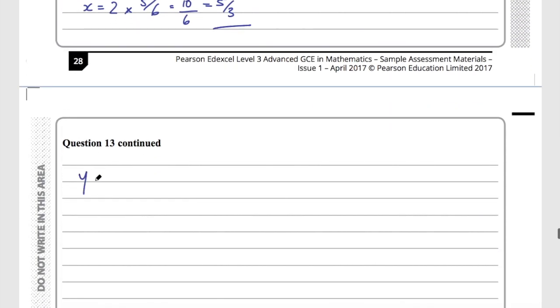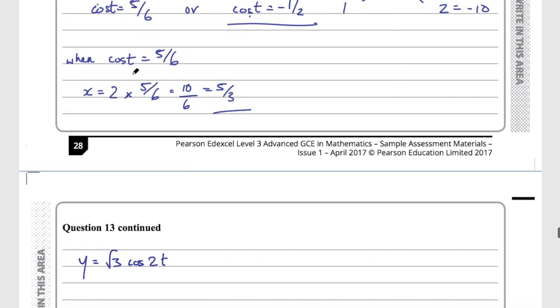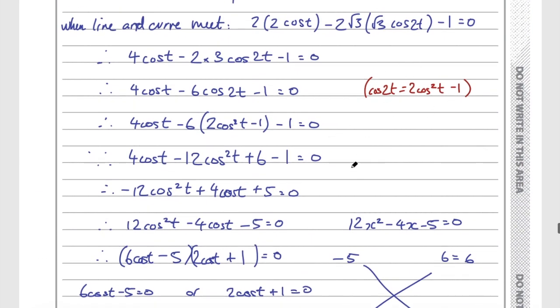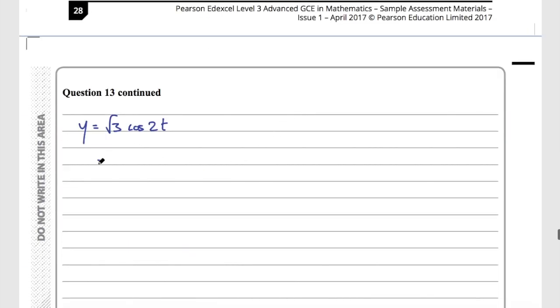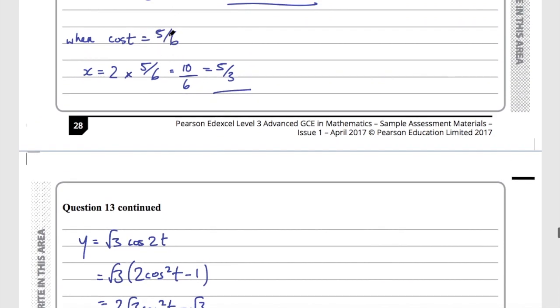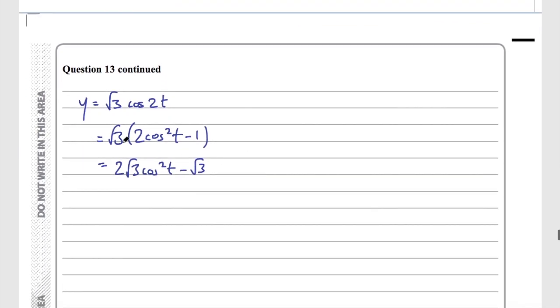So I'll just go to the next page. So remember y equals the square root of 3 cosine 2t. And because we have only the cosine of t, we can't just double that number to make it equal to cosine of 2t. We need to use this double angle formula again. So this equals the square root of 3 times (2 cosine squared t minus 1). And expand that out, so we'll get 2 root 3 cosine squared t minus root 3. And then we can substitute this value for the cosine of t and square it to find y.